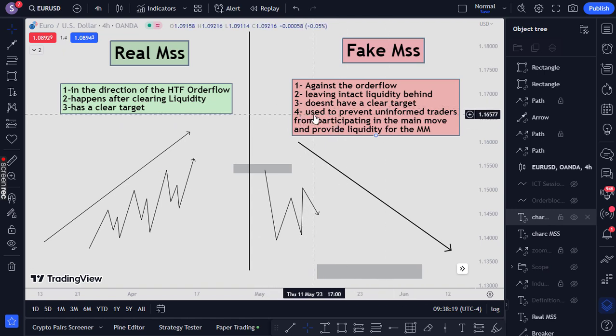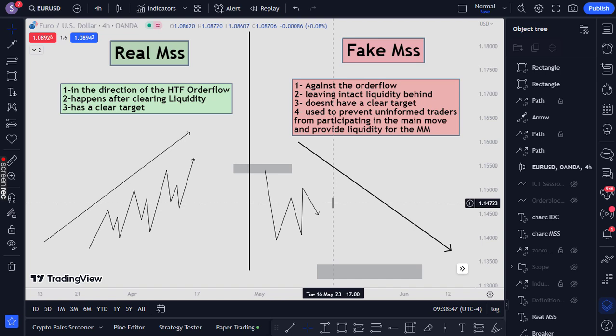The fourth characteristic is that it is used to prevent uninformed traders from participating in the main move and to provide liquidity for the market maker. So uninformed traders will miss this move right here, the sell move. Plus, this will create liquidity for the market makers, guys. Now, I hope you understand these two concepts.